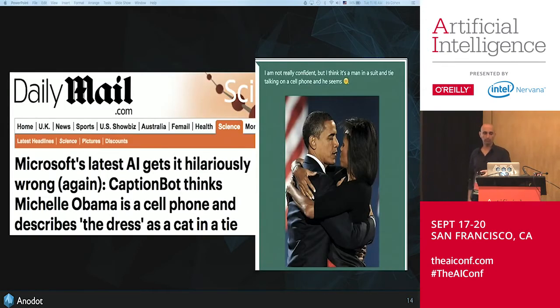This is another example, a funny example from the news. Well, I don't know if it's funny, but the AI bot from Microsoft thought that Obama was kissing, holding a cell phone, and described the dress as a cat with a tie. So maybe they didn't train for Michelle Obama or for women. I'm not sure why it did that, but you have to detect those kinds of things. So now the question is, how do you actually detect this? How do you actually track and monitor your machine learning algorithms in production?